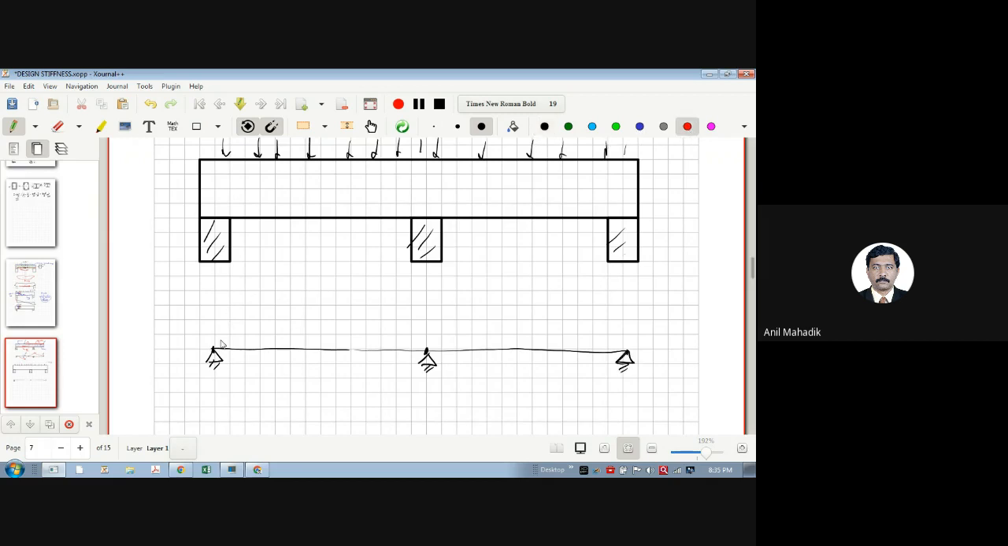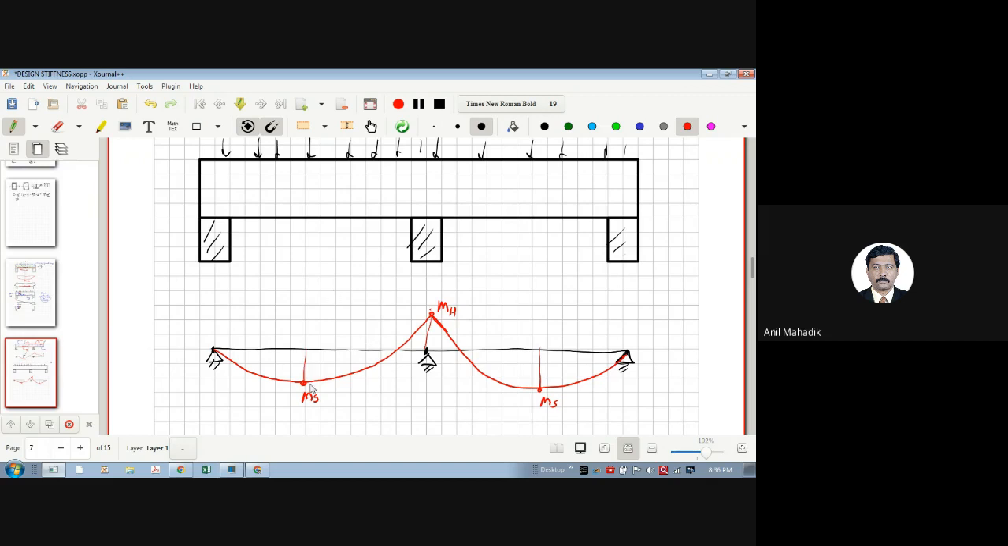For UDL, this will be like this, right? Yes, sir. So you will see that at the center there is a maximum sagging moment here. Here also it is at the center maximum sagging moment, and at exactly the support it is a maximum hogging moment. See, we are only designing for maximum values. Please keep in mind in bending moment.